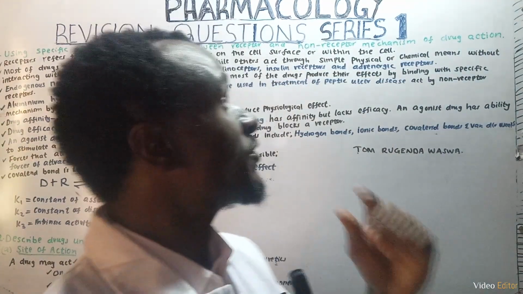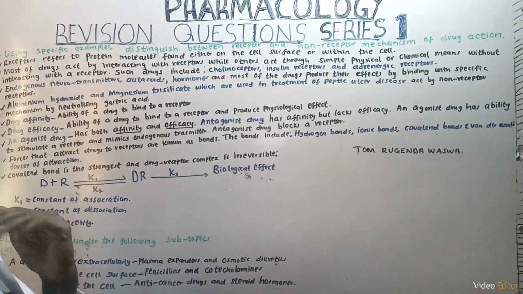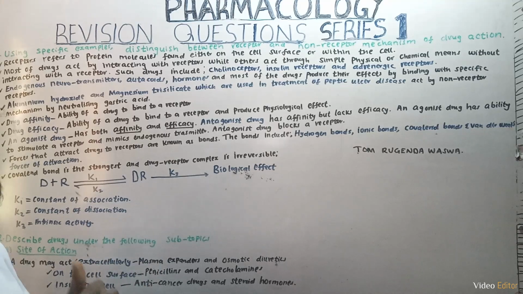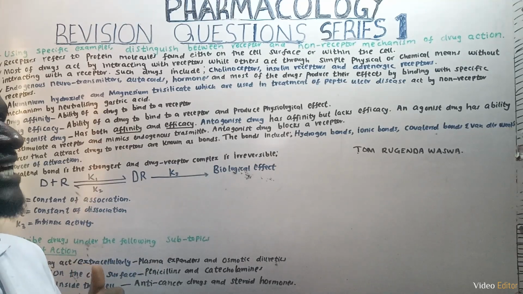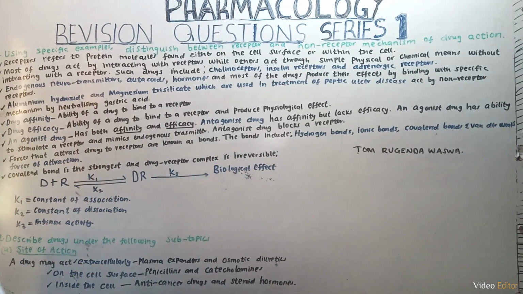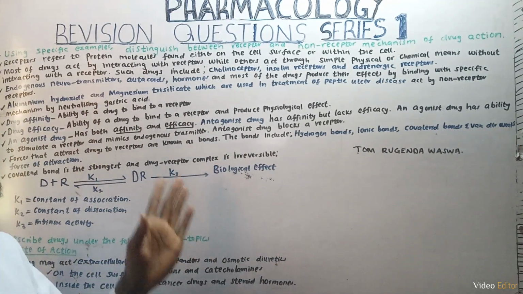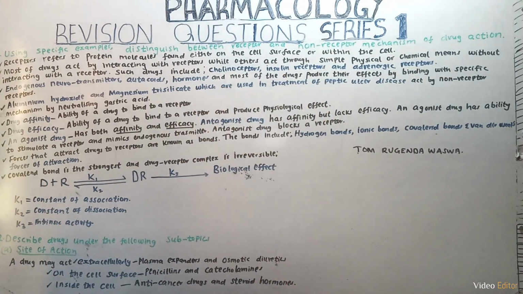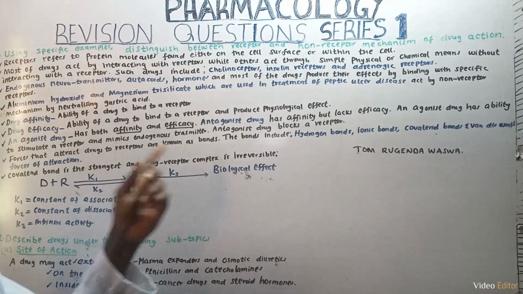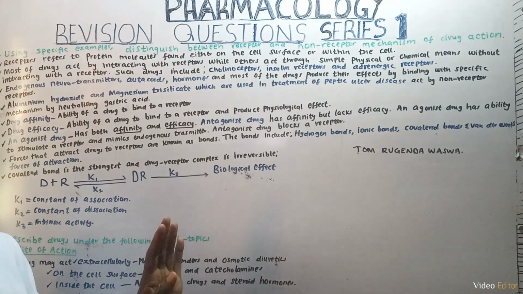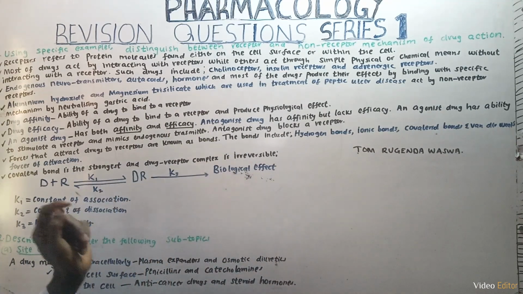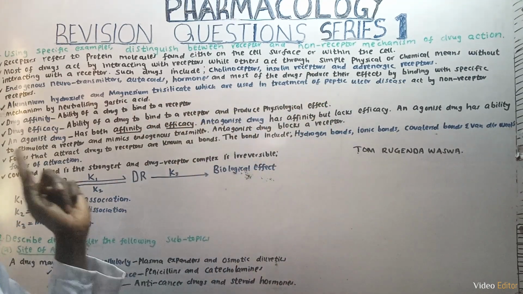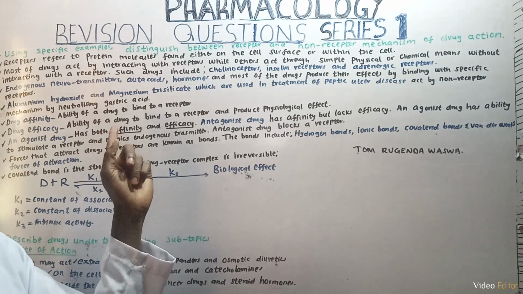So once again we go through. I've said that receptors refers to protein molecules that are found either on the surface or within the cell. Most of the drugs interact with receptors, while others act through simple chemical or physical means without interacting with the receptor. Such drugs include cholinesterase, insulin receptors, and adrenergic receptors. Then endogenous neurotransmitters or thyroid hormones and most of the drugs produce their effect by binding with specific receptors. Aluminium hydroxide and magnesium trisilicate, which are used in treatment of peptic ulcer disease, act by non-receptor mechanism by neutralizing gastric acid. I think I have mentioned this.